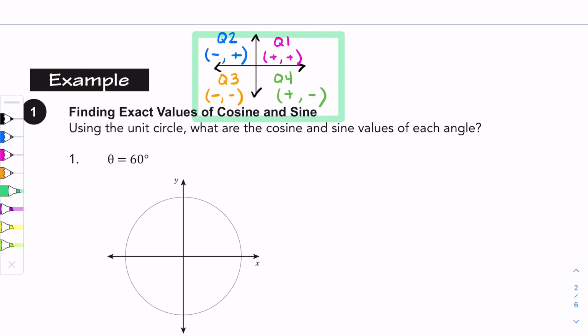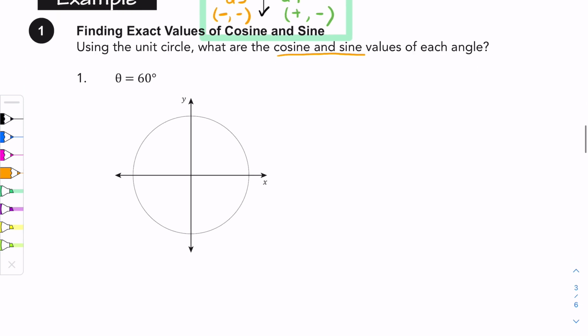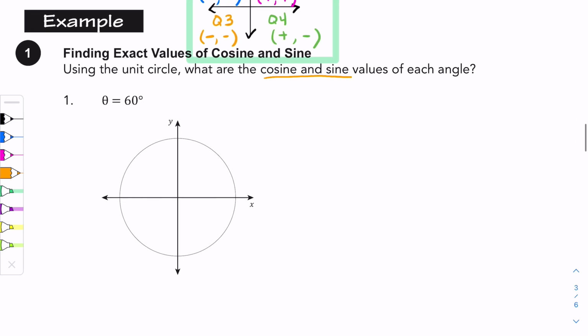Looking at the first example, we're trying to find the cosine and sine values. That's all we're looking for here, cosine and sine values of each angle. We're going to start with the angle 60. So I'm going to draw this angle 60 on my coordinate plane, which, by the way, this is just the unit circle. I already have it drawn in for you.